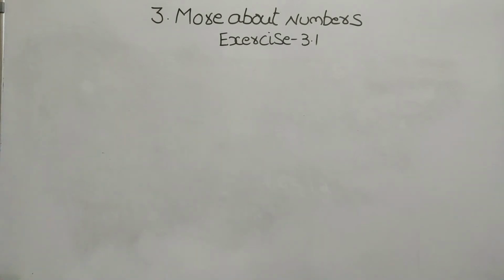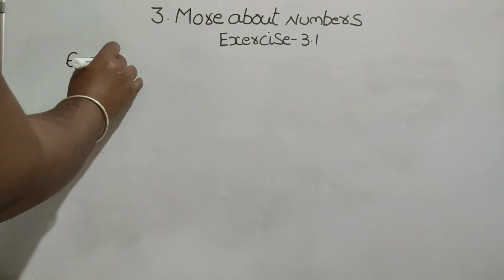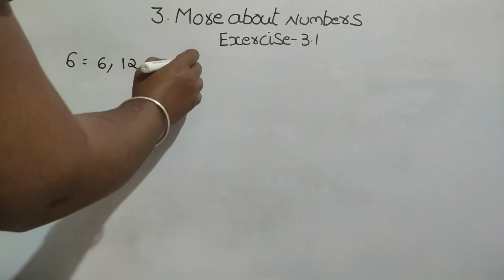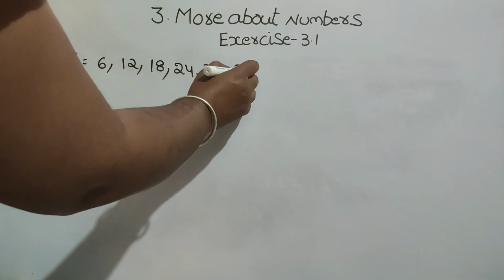Write the first 5 multiples of the below numbers. Multiples are nothing but tables. First 5 multiples of 6. 6 1s are 6. 6 2s are 12. 6 3s are 18. 6 4s are 24. 6 5s are 30. 6 6 are 36.